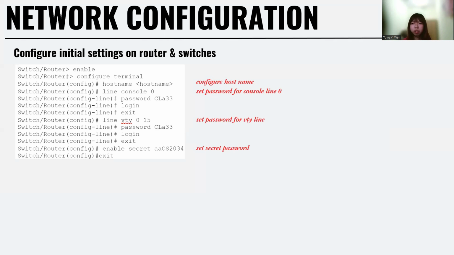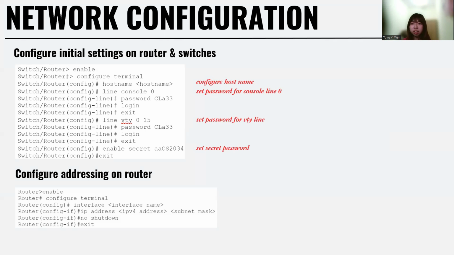VTY is for remote access. Then type line vty 0 50. Set the password for it. Then type login to save. Then type exit. To set the secret password, we need to type enable secret AACS2034.